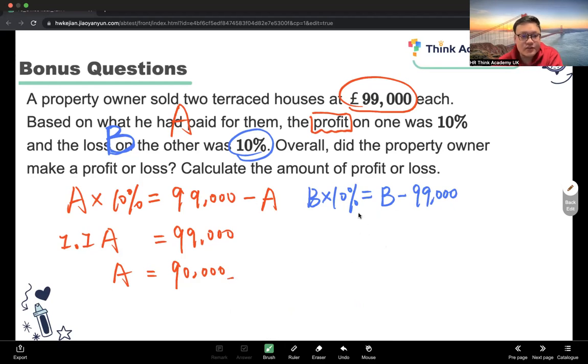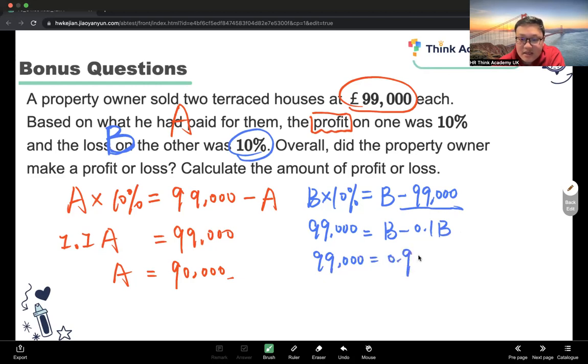And guys, if you solve this one, what do you get? So B minus this thing equals 0.1 times B. So basically you move this number to the other side. That will be 99,000. And that equals B minus 0.1B. So let's see, what do we have? We have 0.9 times B equals 99,000, and then B equals 100,000. Oh, it's not 100,000, let's see, not this number.